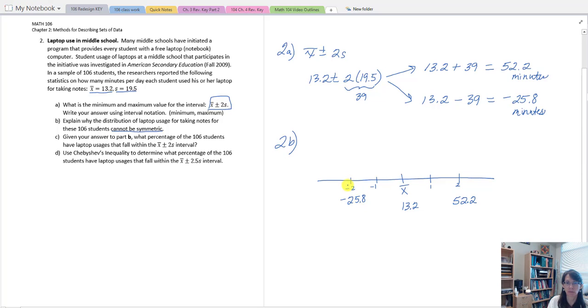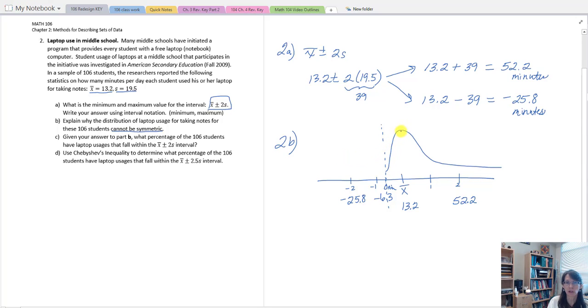And we can't have negative minutes. So we know that even at 1 standard deviation to the left, if we have 13.2 subtract 19.5, we're going to have negative 6.3. So somewhere between the mean and 1 standard deviation to the left, we're going to have 0 minutes. And that's going to be about right here. That's going to be about 0 minutes. And 0 minutes would be possible. That tells us our measurements all need to fall to the right of this dashed line. There's no way that we can have any measurements falling to the left.